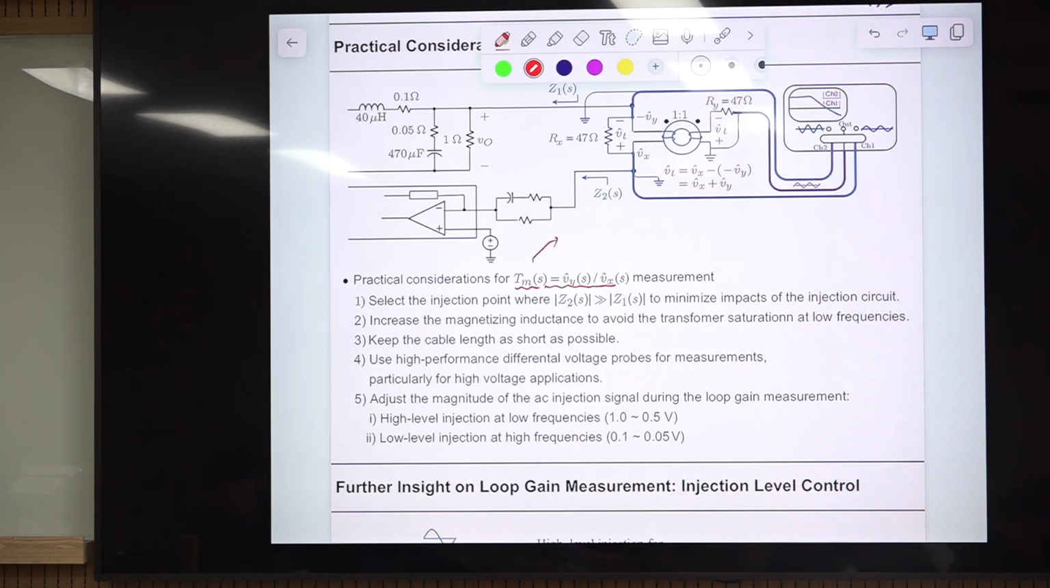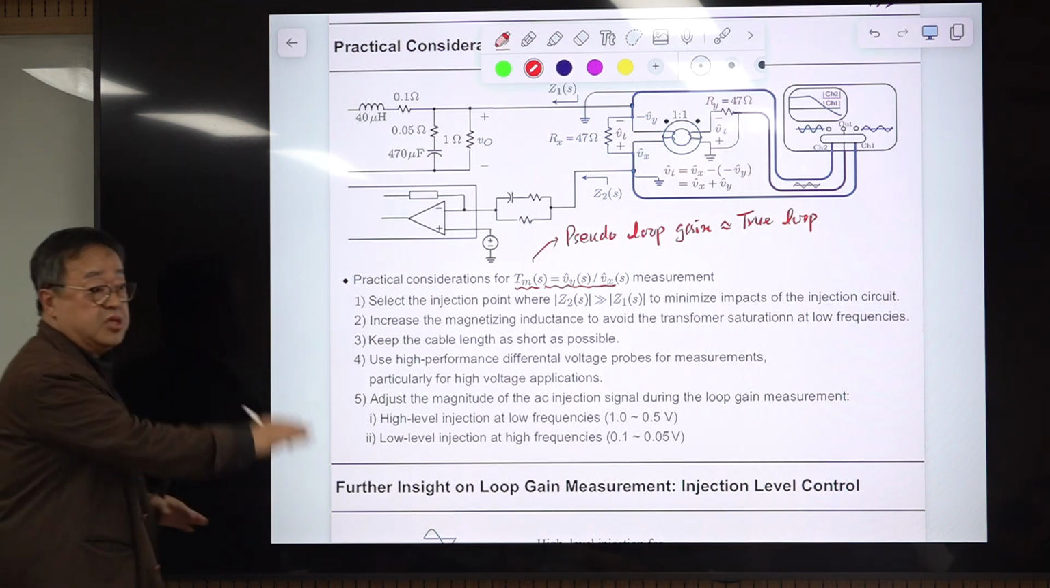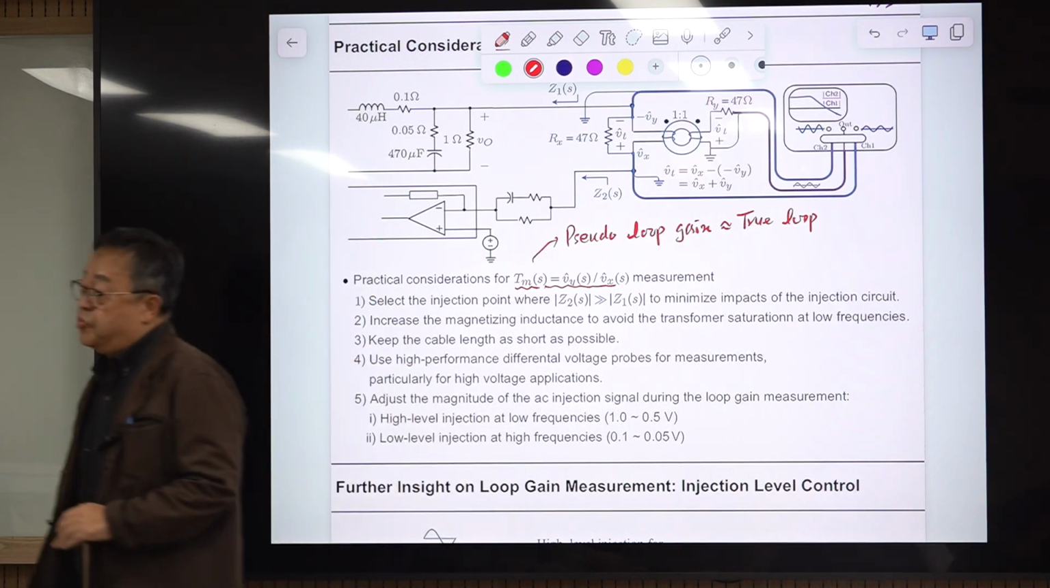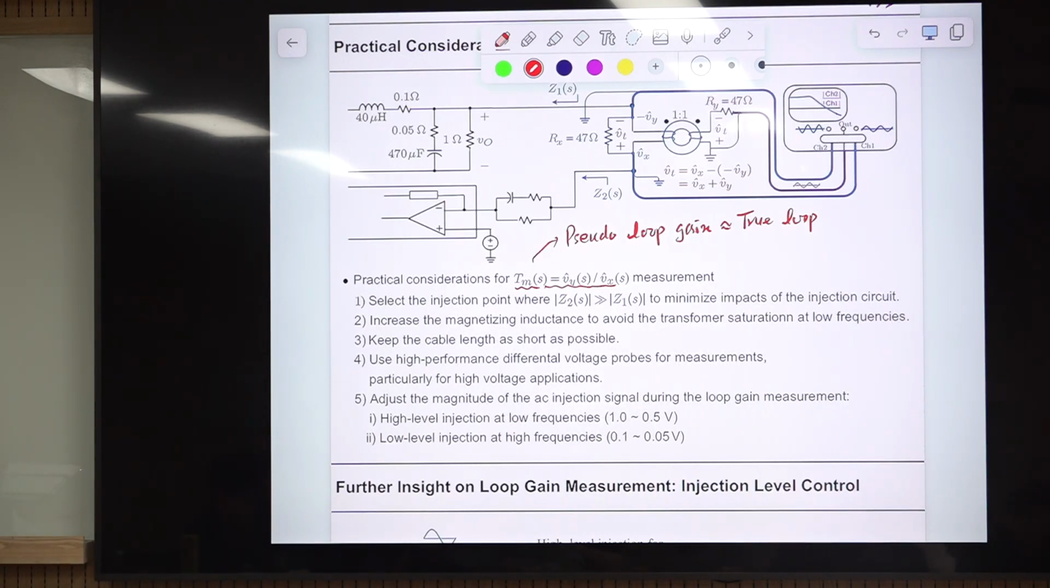So this is a pseudo loop gain, a false loop gain in some sense. But this one is very similar to the true loop gain. If you perform this experiment carefully, then this will be very similar to the true loop gain. This is very desirable. For that, there are some requirements.